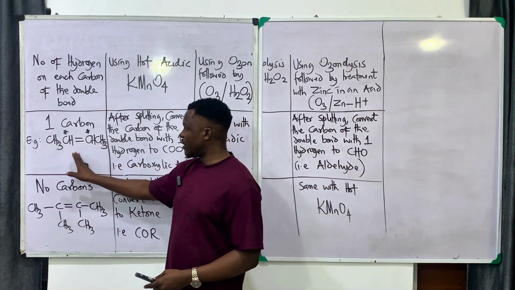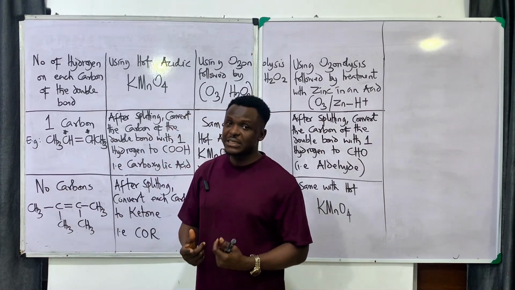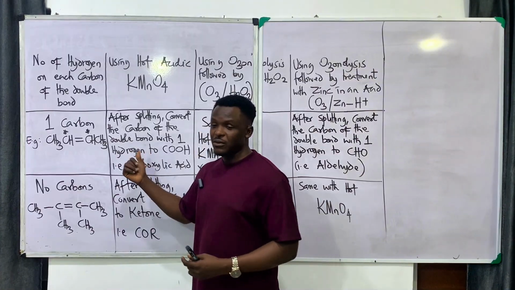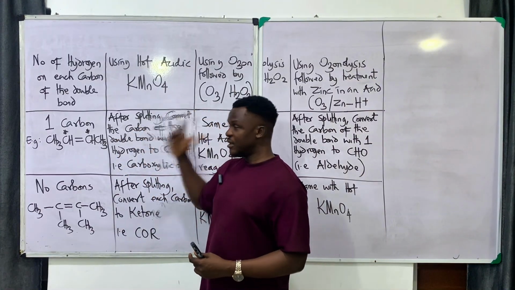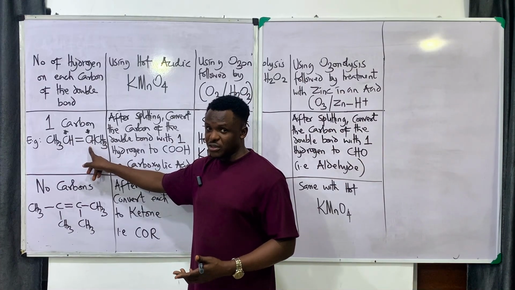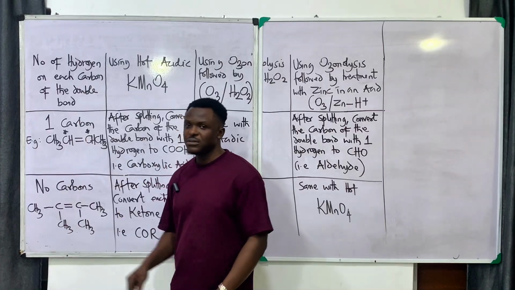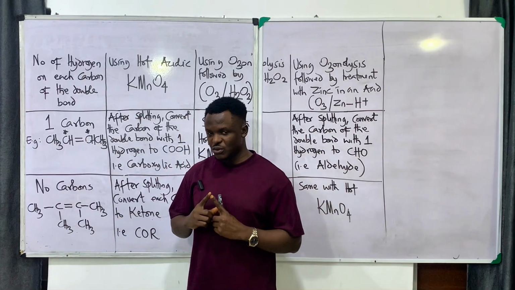So after breaking it, you look at the left-hand side carbon. Is it having one hydrogen? If it is having one hydrogen, you do the same thing. You carry out any of these. You look at the right-hand side. If it's having the same number of hydrogens, you're going to do the same thing. If you look at this guy, the two carbons of the double bond are both having single hydrogens.